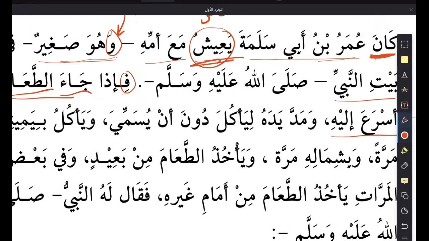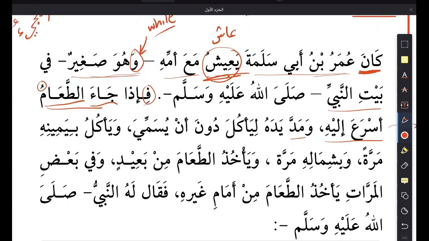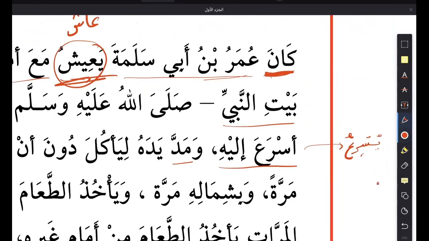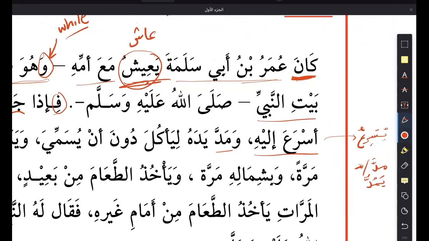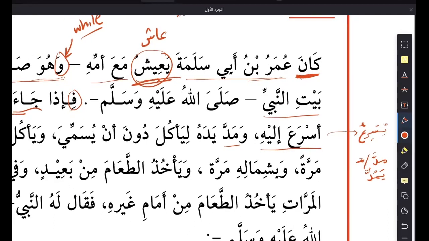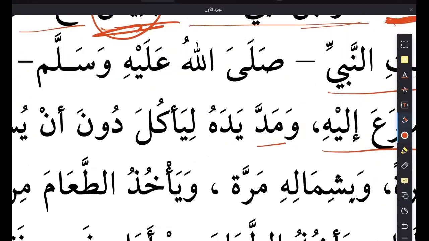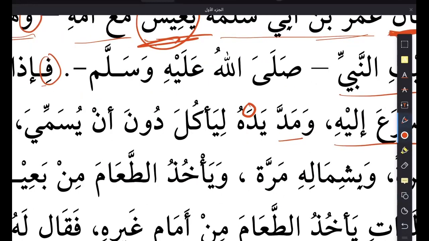وَمَدَّ يَدَهُ لِيَأْكُلَ دُونَ أَن يُسَمِّي. Madda means to extend. Madda yamuddu means to extend. That's why in the Quran, in Tajweed, we have places where we have to do mad, to extend something. So what did he extend? Yadahu, he extended his hand. The yad has a fatha because it is the object. He would extend his hand, one hand, right?